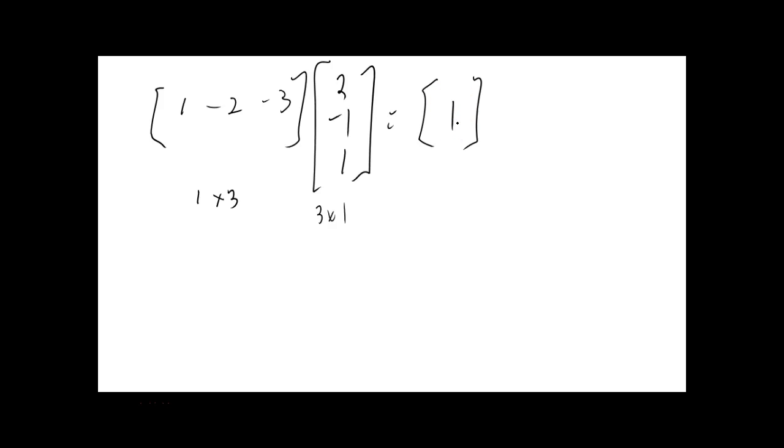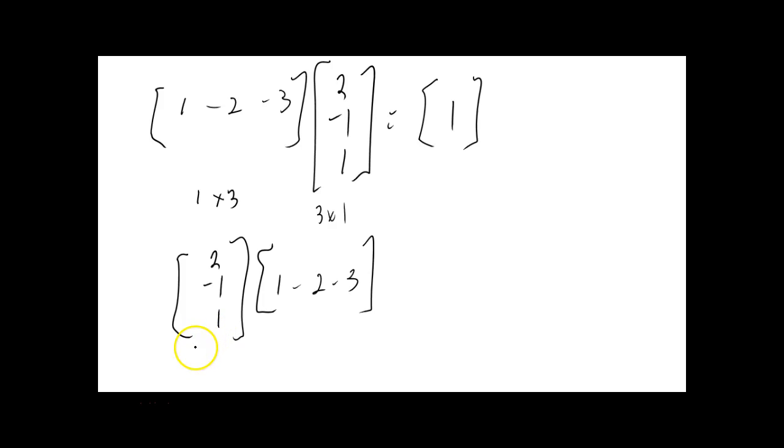Okay. Now, can you do this? 2, -1, 1 by 1, -2, -3. What do you think? Can you even do that? You have a 3 by 1 and a 1 by 3. So yeah, you can. What will your answer be? A 3 by 3. Certainly not going to be the same, is it? Okay. And can you give me those entries?